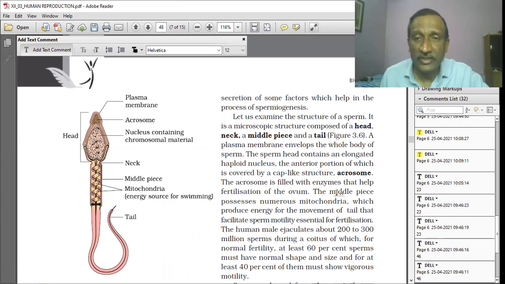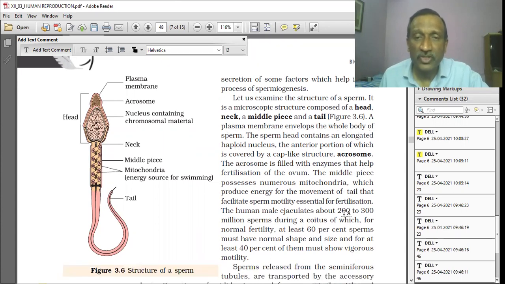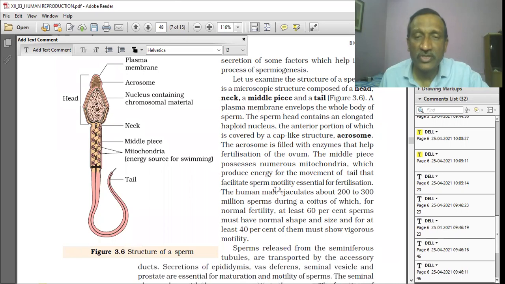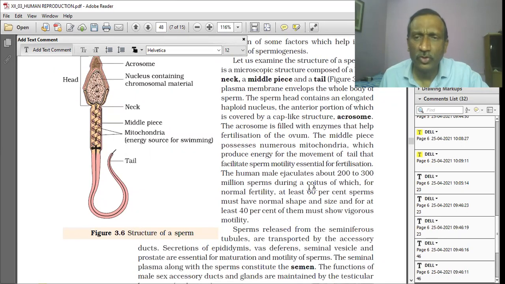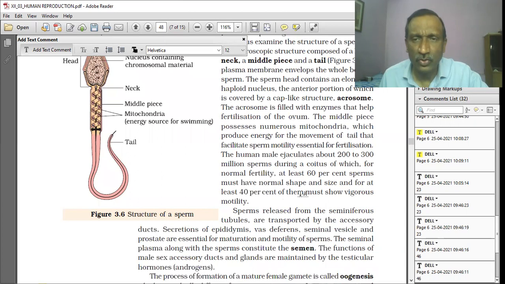If I read the whole thing from here, a plasma membrane envelops the whole body of the sperm, and the sperm head contains an elongated haploid nucleus, the anterior portion of which is covered by a cap-like structure called the acrosome. The acrosome is filled with enzymes that help in the fertilization of the ovum. How does it help? It only gives a way to get into the egg. The middle piece possesses numerous mitochondria which produce energy for the movement of the tail. So whatever I told so far is the same thing here.